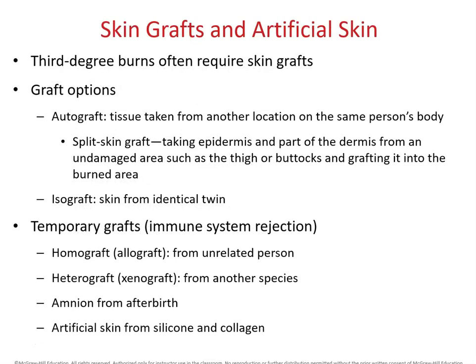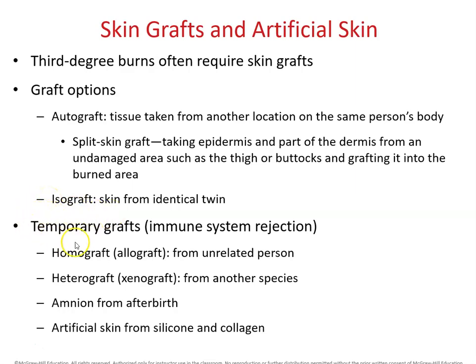If a person does get third-degree burns, a lot of times those burns require what we call skin grafts. So skin grafts are replacing the damaged skin with healthy skin. And we have several different options for this. We can do an autograft where skin is taken from a different part of the person's body and kind of laid over the damaged area. We have isografts. Those would come from an identical twin. Obviously, a very small portion of the population would have this option.